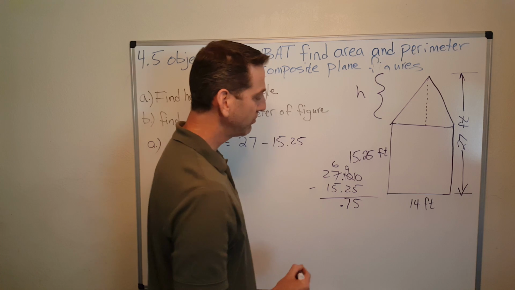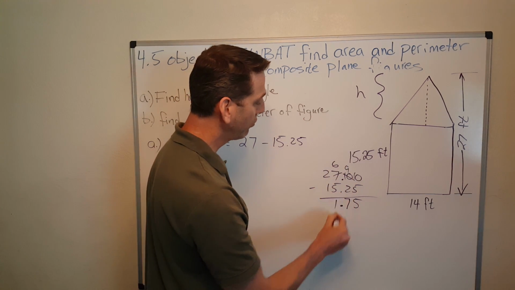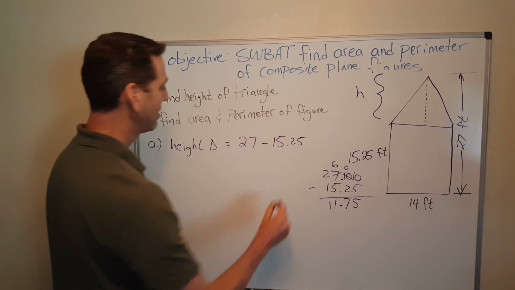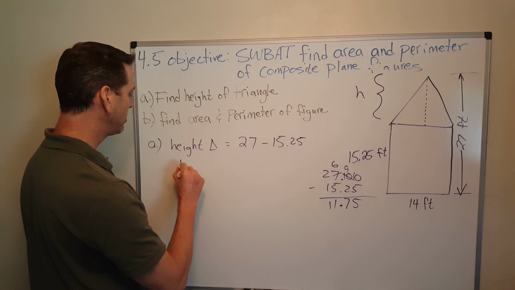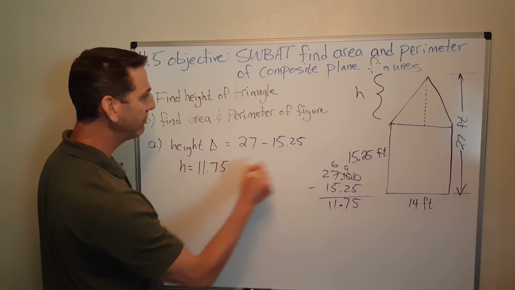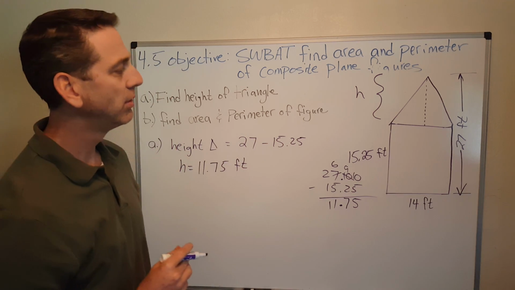Bring that decimal down. Everything has to be lined up. 6 minus 5 is 1, and 2 minus 1 is 1. So H equals 11.75, and that's feet.